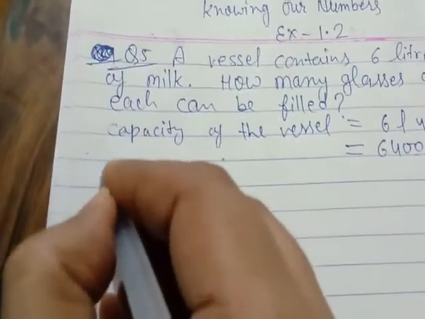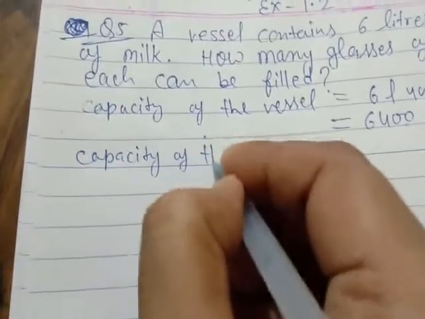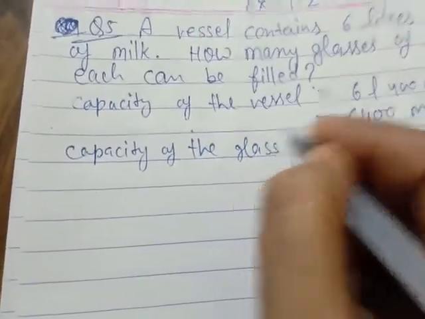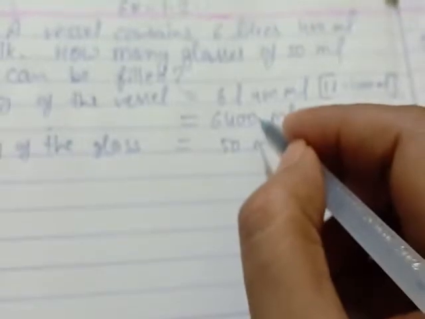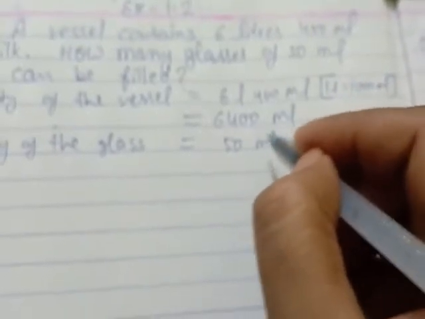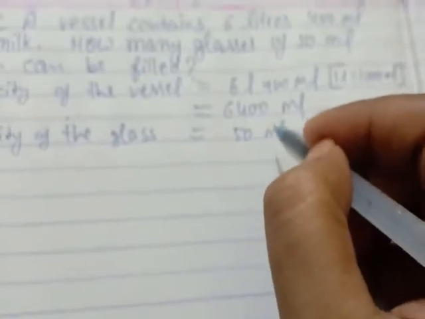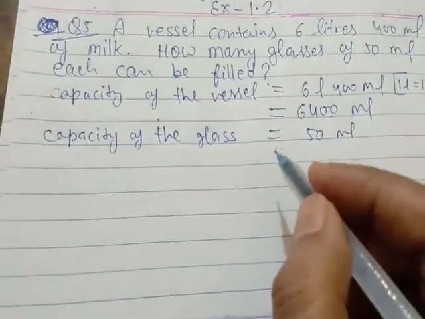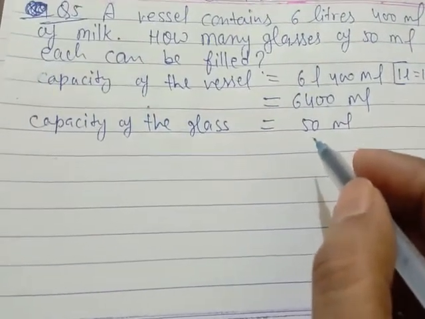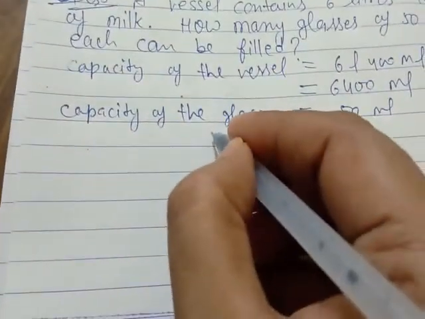Glass capacity is 50 ml. Actually we have to convert this unit into ml because our smaller unit was in ml, so we have to make it the same unit. Now, since we have to find out how many glasses are required to measure this, we will divide the number.